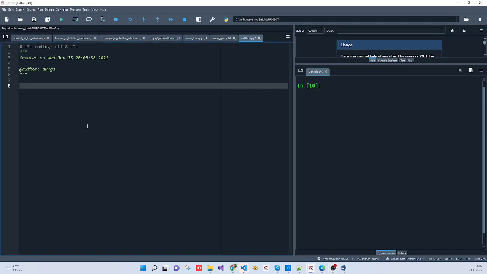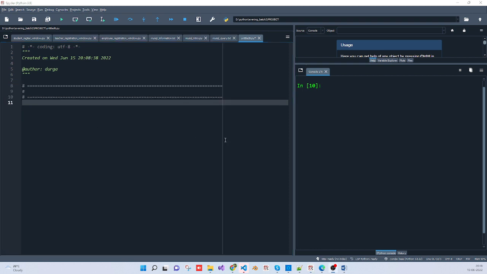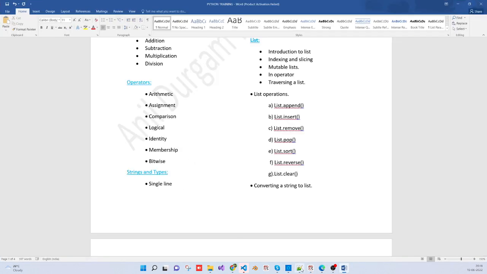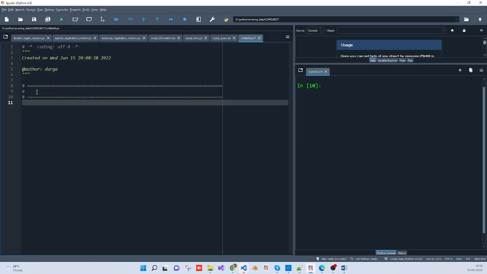So now we will go with the control 4. What is the topic? Membership operators. Okay, membership operators. In these membership operators, there are mainly two types.